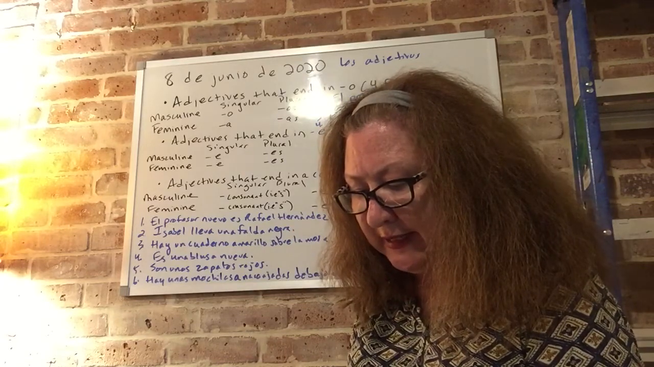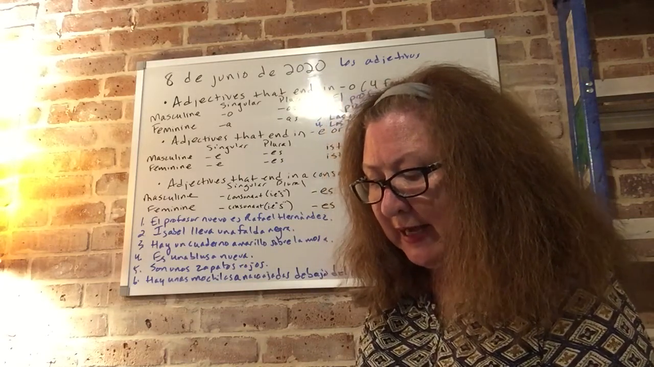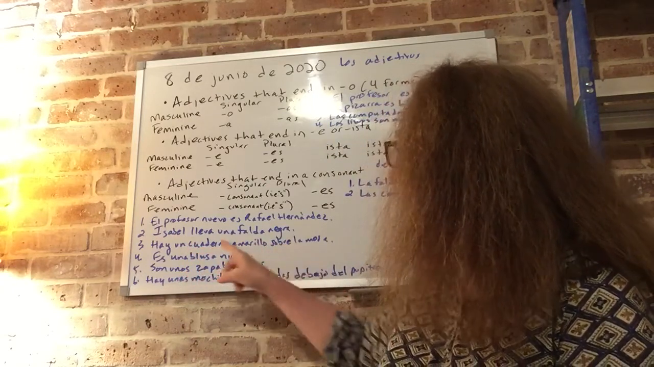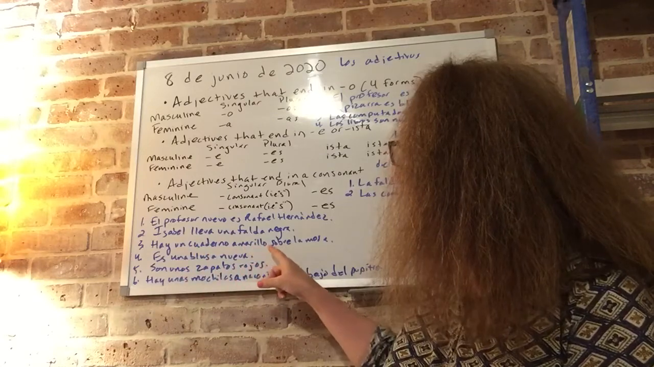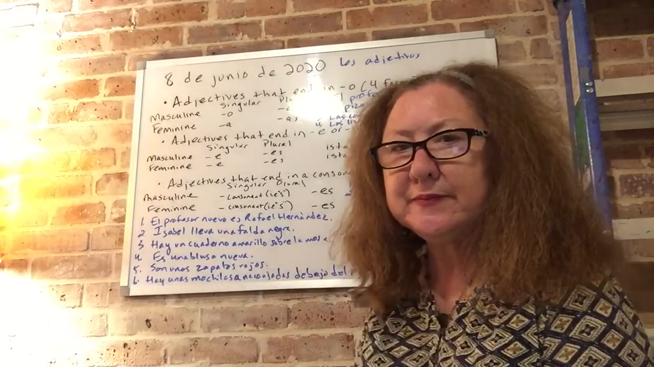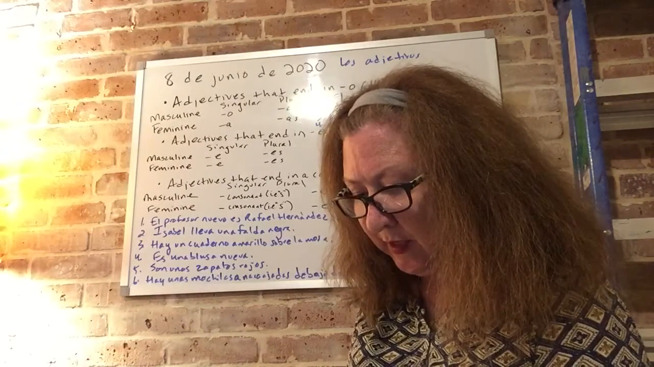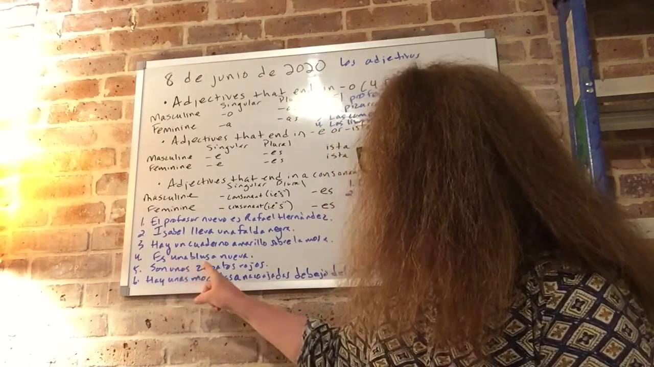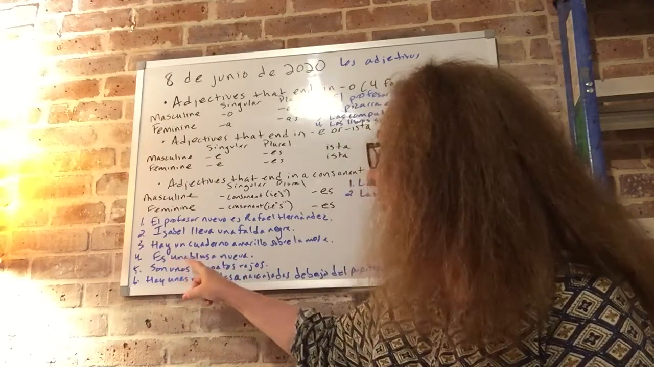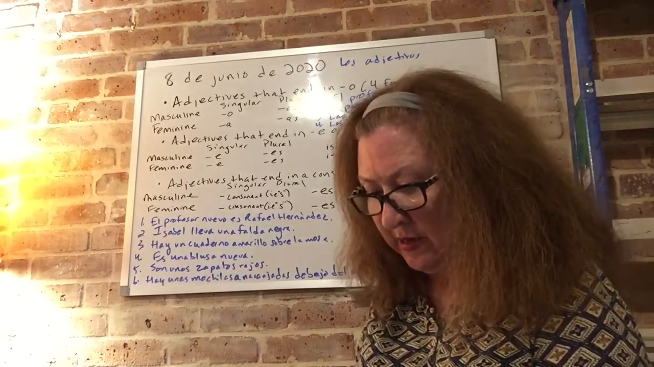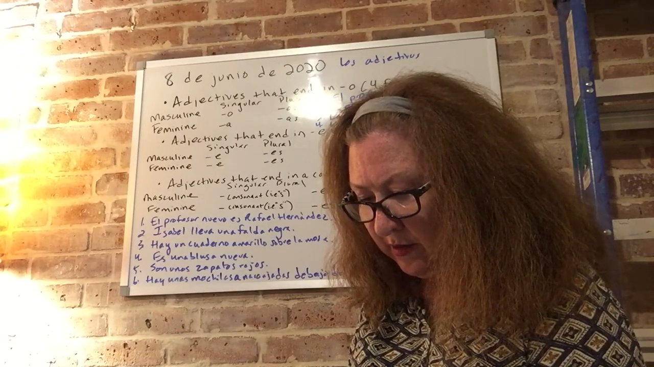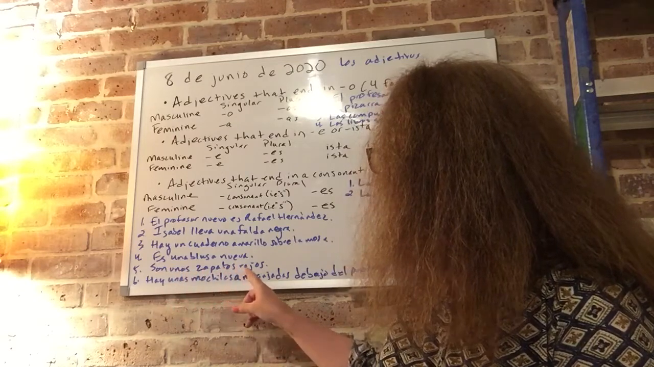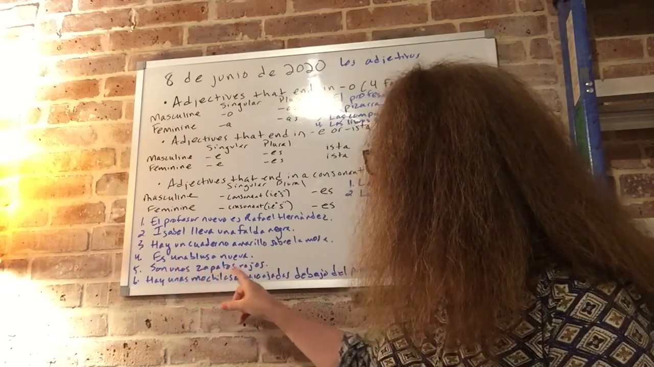Número tres. There is a yellow notebook on the desk. Hay un cuaderno amarillo sobre la mesa. Número cuatro. It is a new blouse. Es una blusa nueva. Número cinco. They are red shoes. Son unos zapatos rojos.